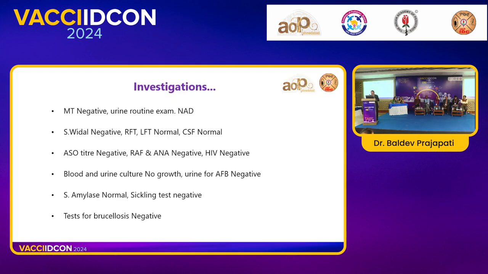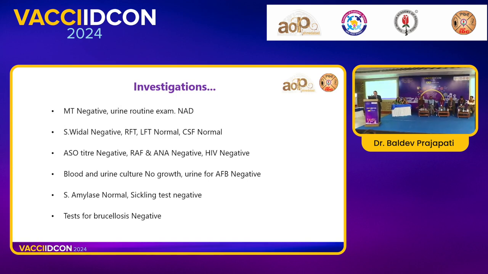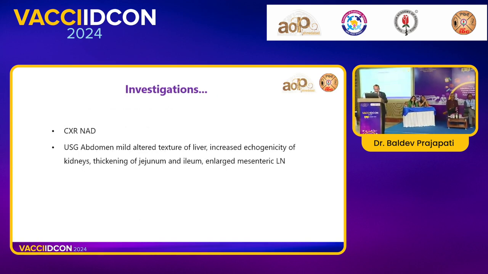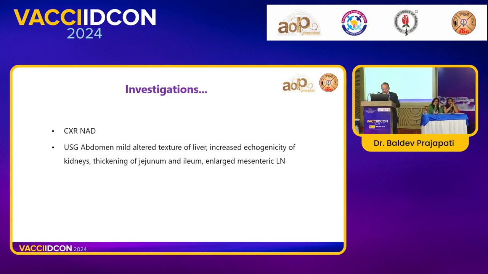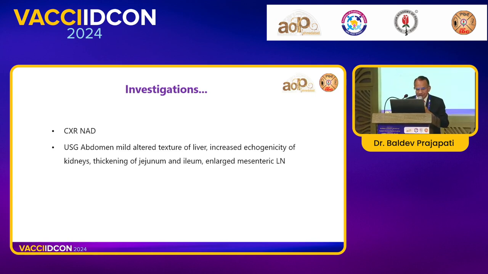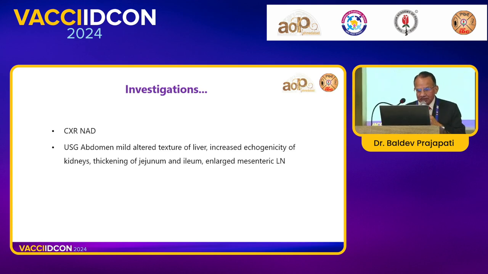Even urine for AFB, which somebody did, was negative. Amylase was normal, sickling test negative, brucellosis negative, chest x-ray normal. USG abdomen: mild altered texture of liver, increased echogenicity of kidney, thickening of jejunum and ileum, and enlarged mesenteric lymph nodes.